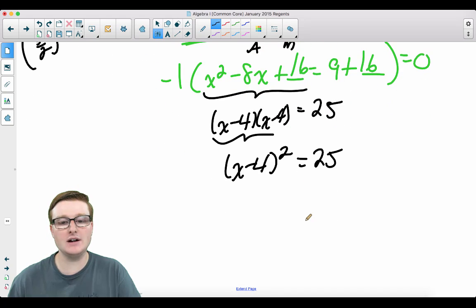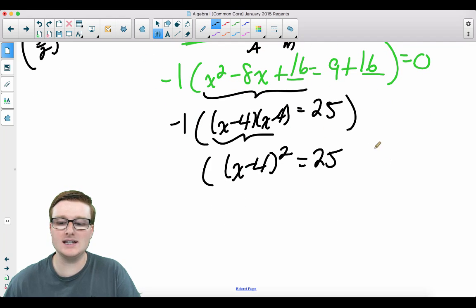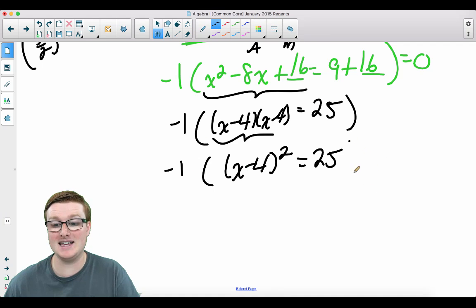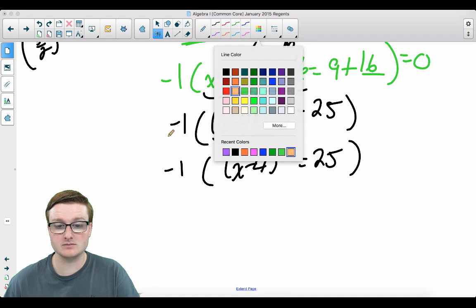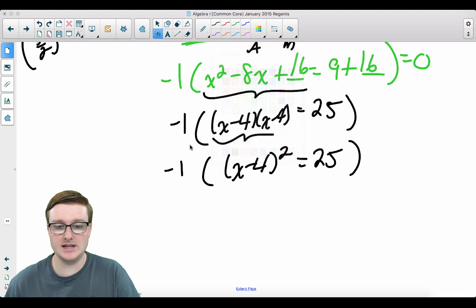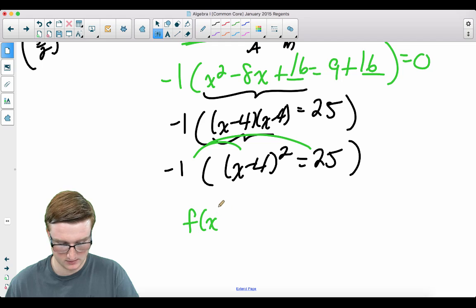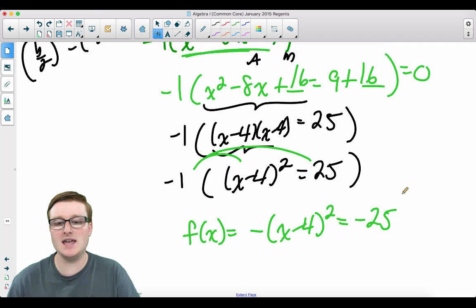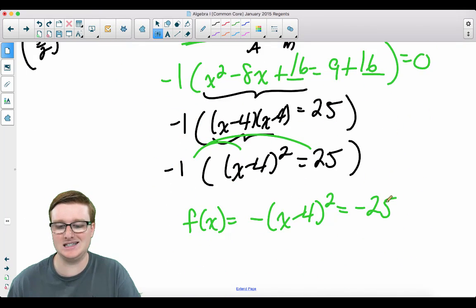Now, the very last thing that we have to do, remember, is that the negative 1 is still out here. So what we need to do is we actually need to put it back in. So we take the negative 1, we plug it back in. So now we get f of x is equal to negative times x minus 4 squared is equal to negative 25. Now, we can't have two equal signs. It just doesn't make any sense.